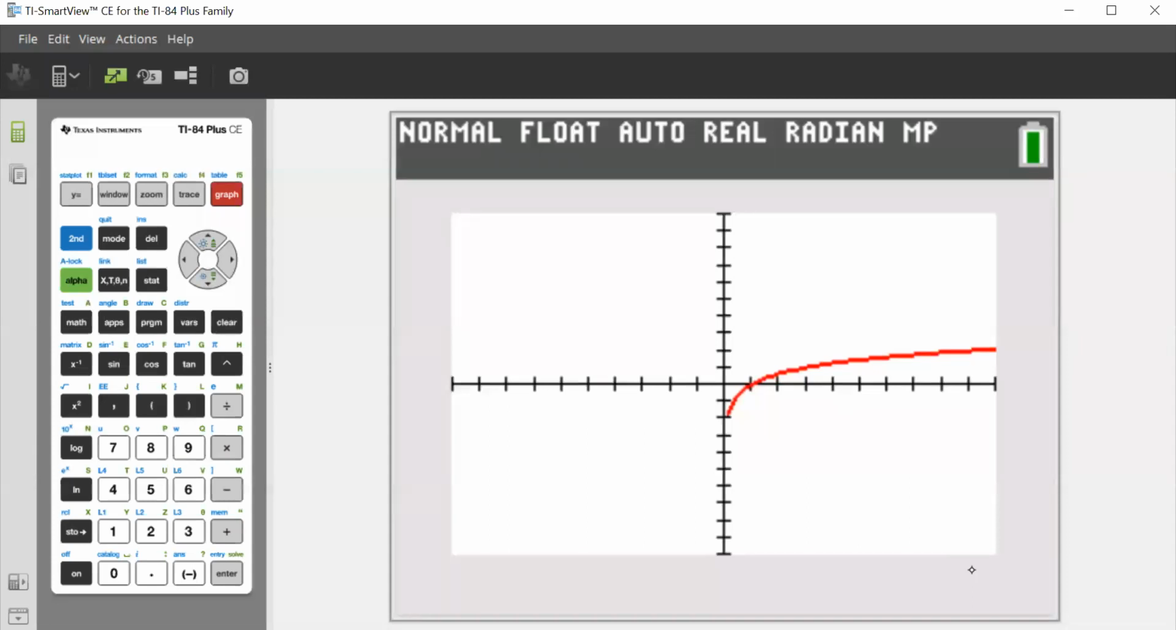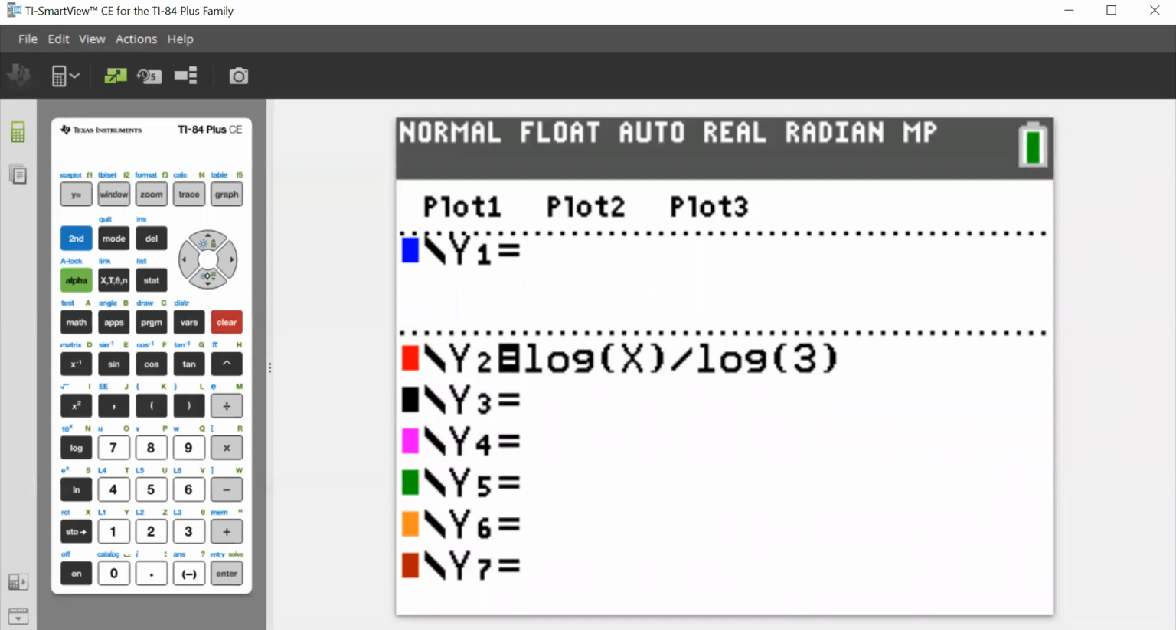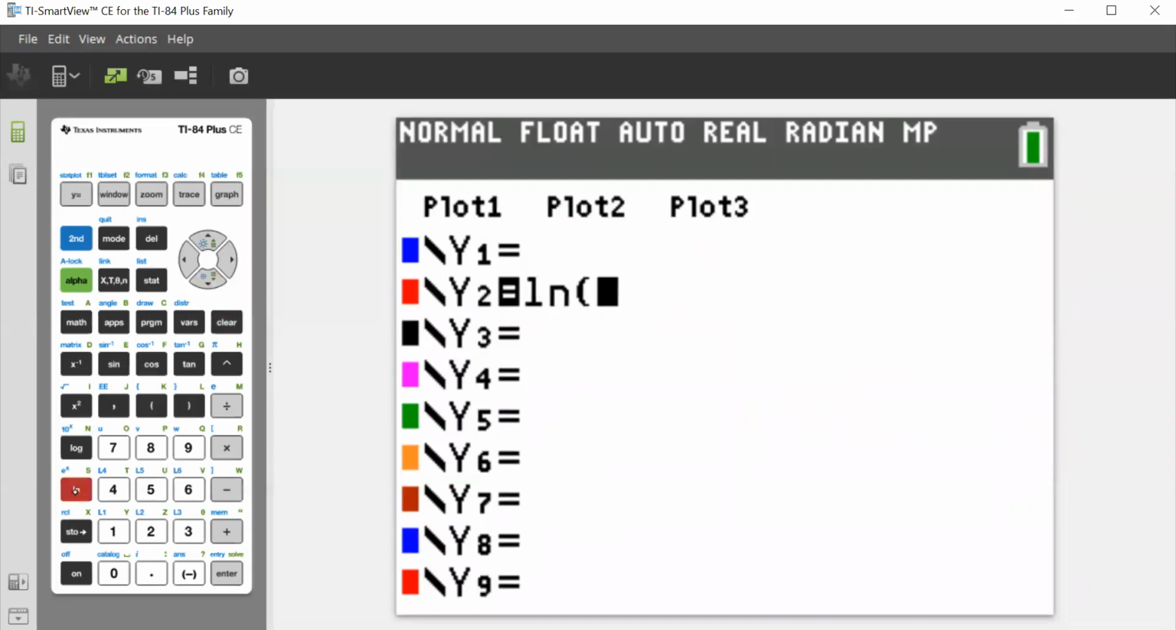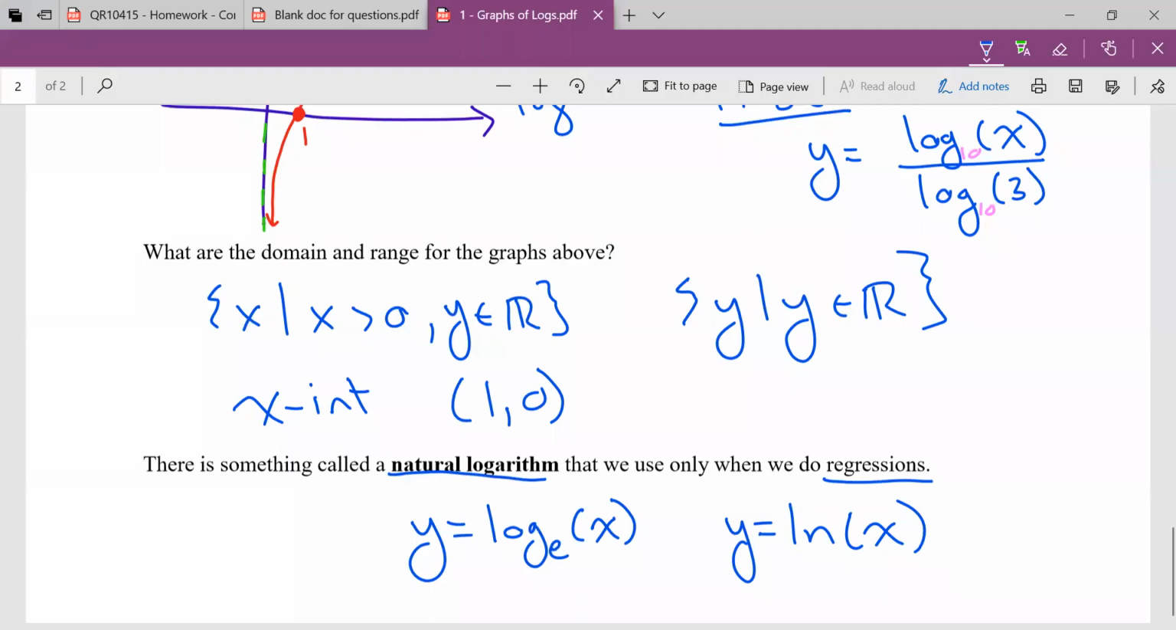And so on my graphing calculator, it's right underneath the log button. So I could graph this as well. And so it's just right there, ln. Some people call that ln x, natural log. There it is. So a natural log is what we will see when we are doing regressions, but otherwise we don't need to talk about them. That's the only time we'll see them. Okay, friends, there is a basic video about the graphs of logarithms.